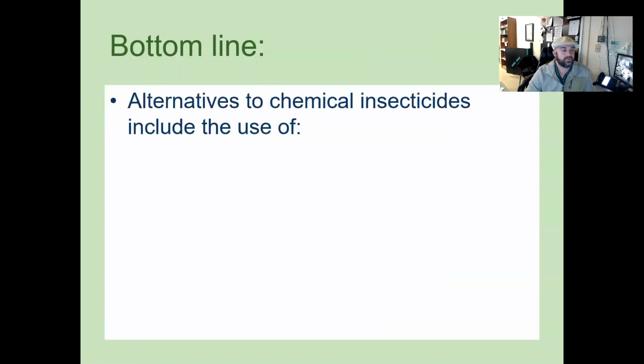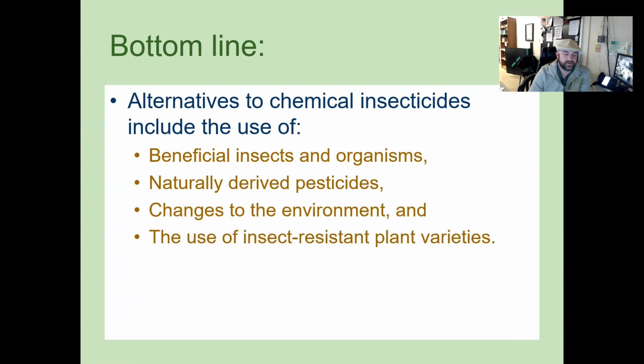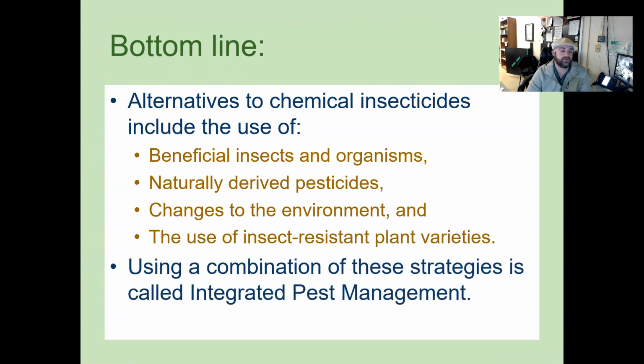So our bottom line here, alternatives to chemical insecticides include the use of beneficial insects and organisms, naturally derived pesticides, changes to the environment, and the use of insect-resistant plant varieties. Now, using a combination of these strategies is called integrated pest management. So any company you ever go to, especially if it's somewhere that deals with the outdoors, you will definitely have an integrated pest management plan. You can also have an integrated pest management plan for the inside of a building as well. So just be aware that there are more natural methods to controlling insects.